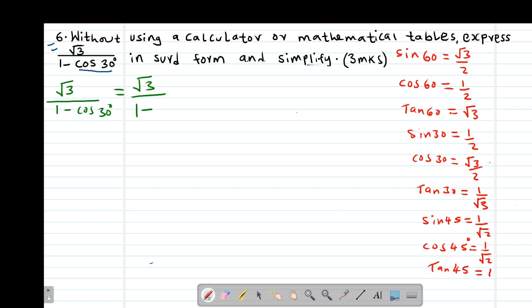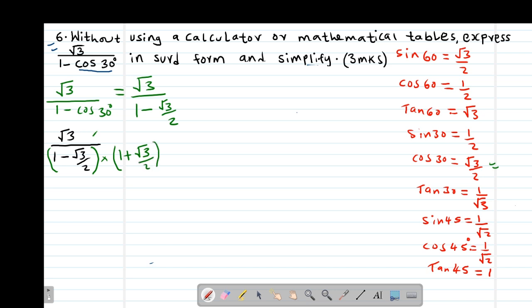So this will be equal to the root of 3, then divided by 1 minus the cosine of 30 degrees. Cos 30 degrees, we have found it is root 3 over 2. So minus the root of 3 over 2. Then from this point, we are going to rationalize. To rationalize means you are going to multiply with the conjugate. So that means I have root 3, then divided by 1 minus root 3 over 2. So I'm going to multiply by the conjugate. If we have a minus, it means the conjugate will be plus. So we multiply with the conjugate, which is 1 plus the root of 3, then divided by 2.